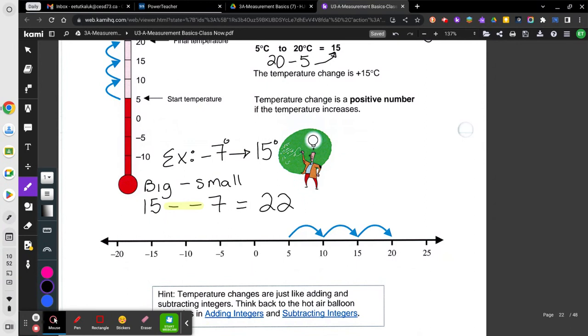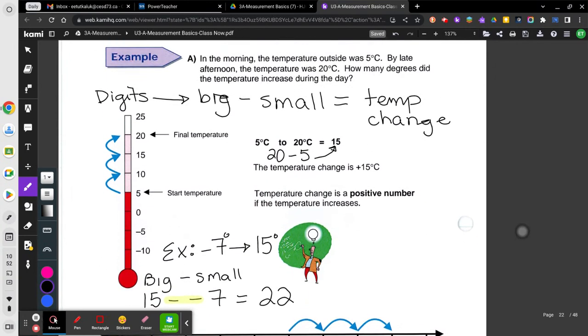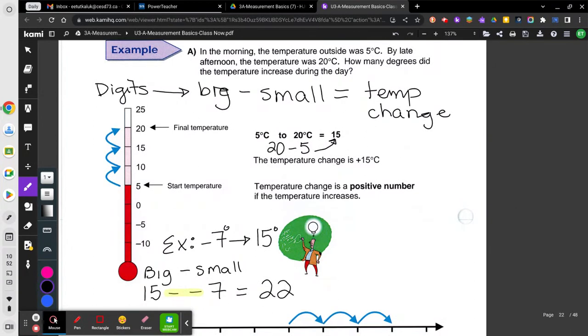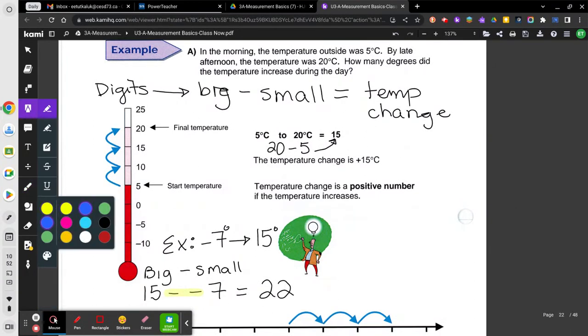Okay, 22 degree change. And if we did it on a thermometer, let's take a look at our thermometer right here. I'm just going to draw where it would start. So if I had -7, I'd be right here. And if I'm going to 15 degrees, that's right here. We're talking about the temperature change inside there. That's what we're talking about, is how far it went. And this is saying it went 22 degrees.